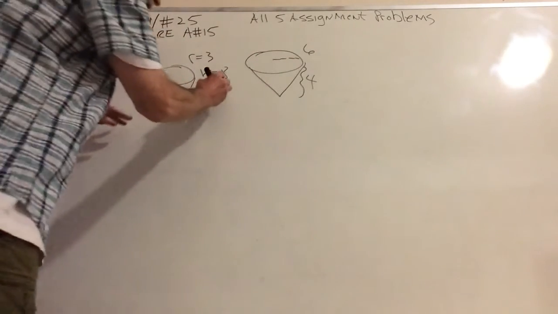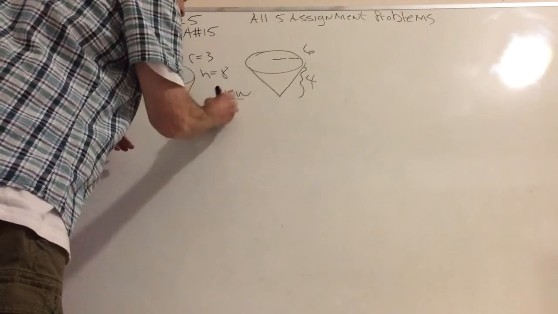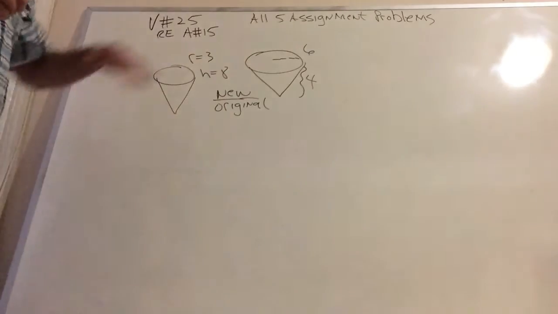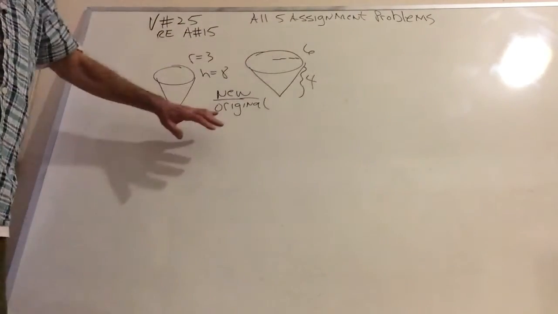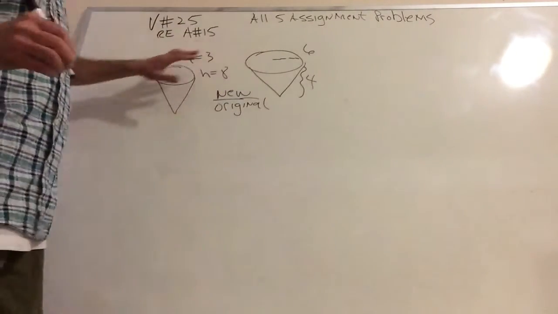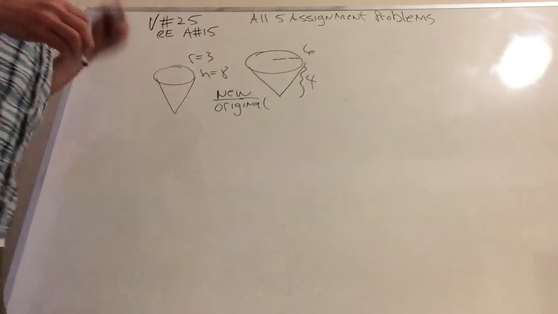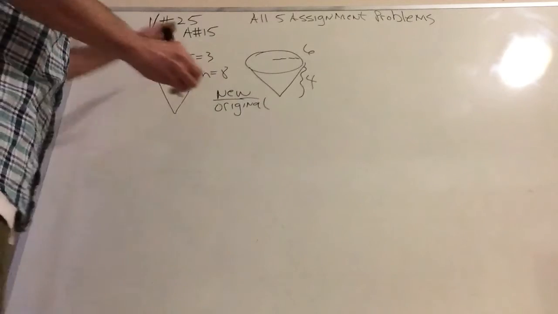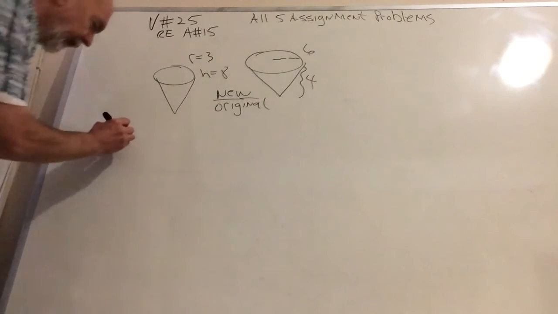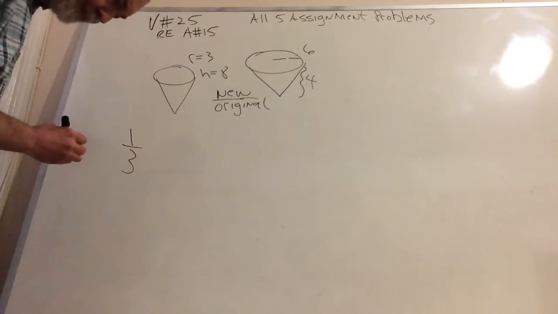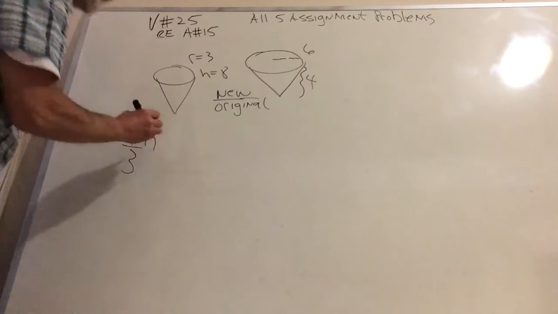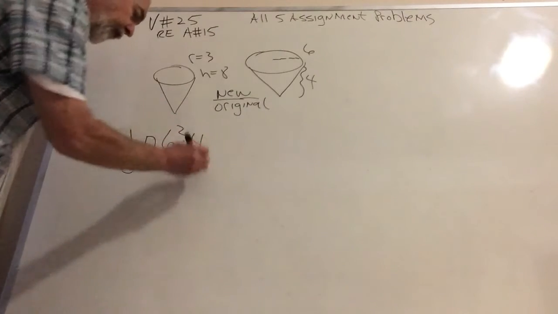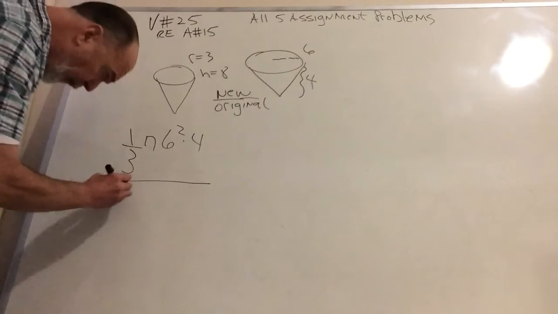So I'll put the new on the top and the original on the bottom. But you kids should think about that. It's not necessary that I do that. I don't always have to put the bigger guy on the top or the bottom. And in fact, in this case, I don't even know which one has more volume. I'll have to discover that by doing the math. But I'm deciding to put the bigger guy on the top. So that is 1/3 pi. And then we're multiplying 6 squared times 4, and we're dividing that by 1/3 pi.